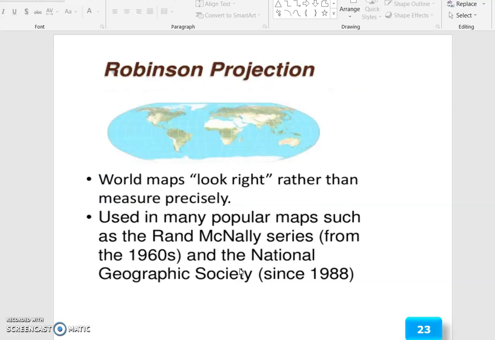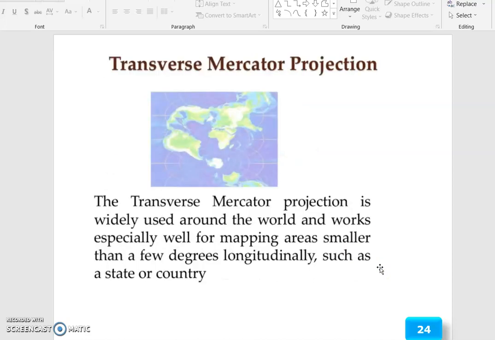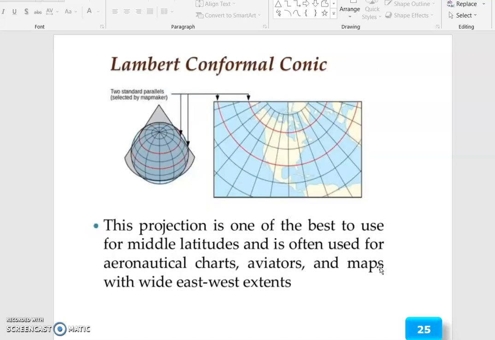The Robinson projection makes world maps look right rather than measure precisely. It is used in many popular maps such as the Rand McNally series from the 1960s and the National Geographic Society since 1988. The transverse Mercator projection is widely used around the world and works especially well for mapping areas smaller than a few degrees of longitude, such as a state or country.